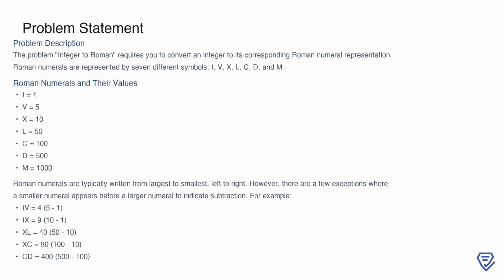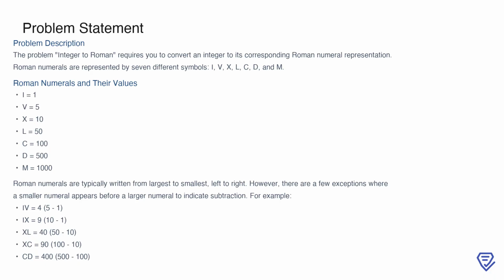Roman numerals are based on 7 fundamental symbols, each representing a specific value. These symbols are I, which equals 1, V, which equals 5, X, which equals 10, L, which equals 50, C, which equals 100, D, which equals 500, and M, which equals 1000.